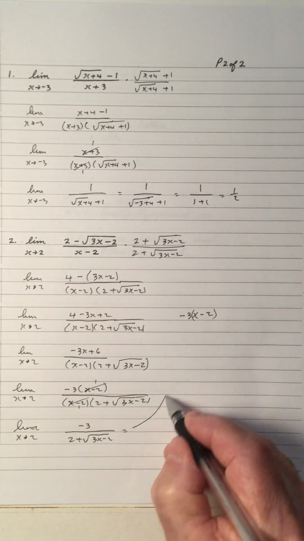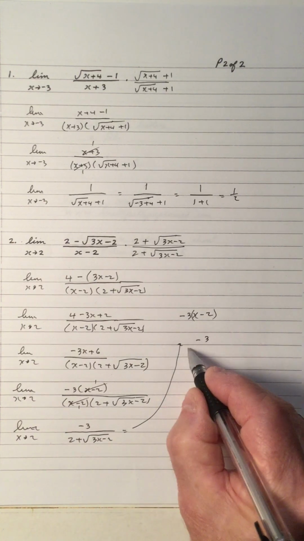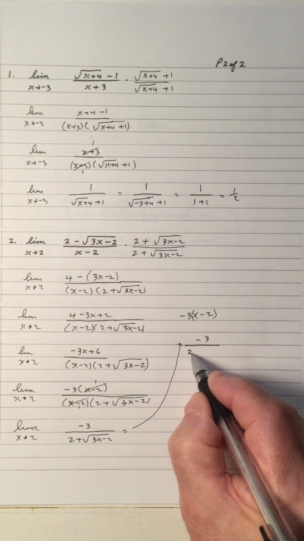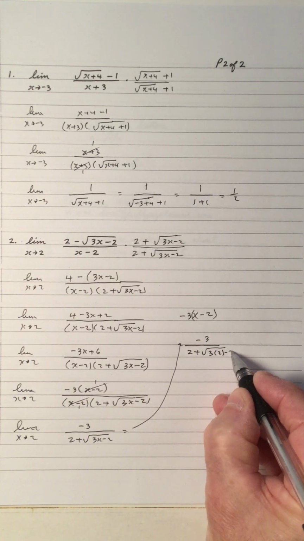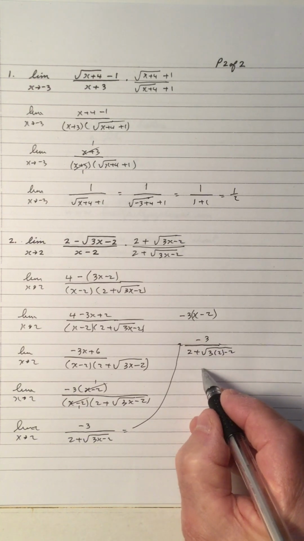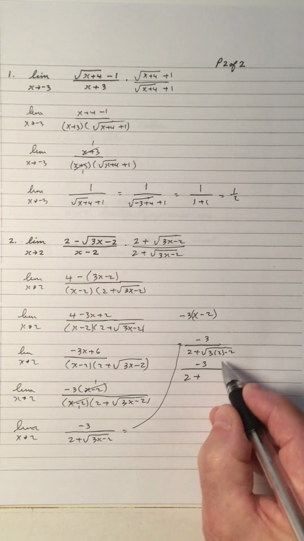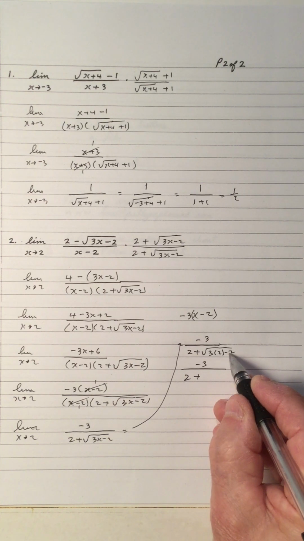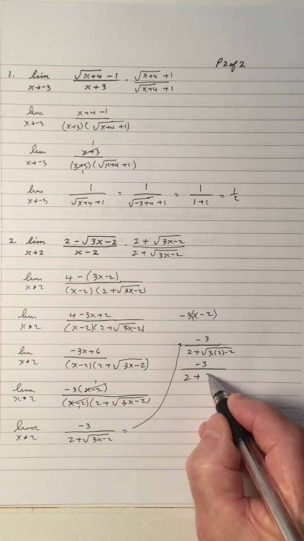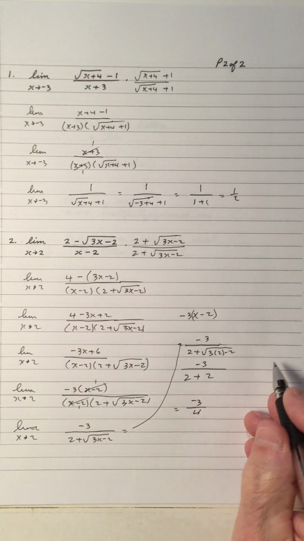Now I'm going to sub that in, but I'm going to go up right here. I'm going to sub 2 in here, so it's negative 3 over 2 plus, sub the 2 in, simplify it, I get a negative 3 all over 2. 2 times 3 is 6. 6 minus 2 is 4. Square root of 4 is 2. So that's negative 3 over 4 is the limit.